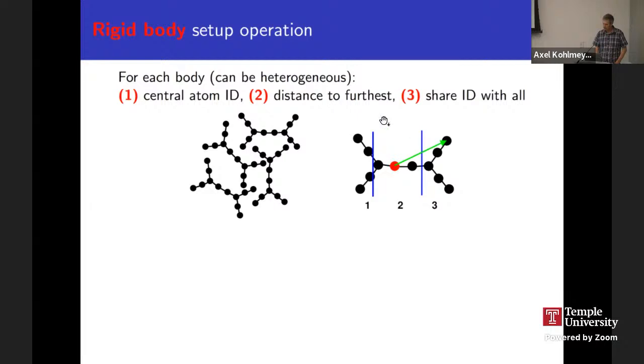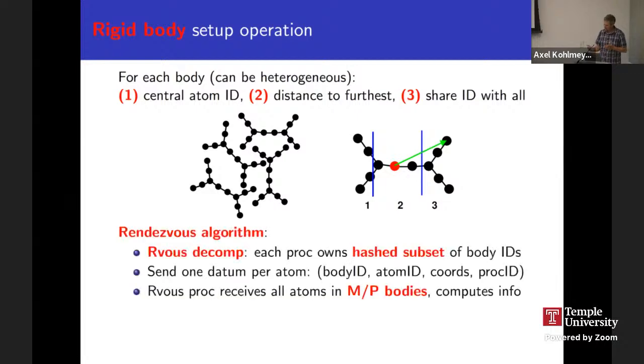And then finally, all the atoms in that body need to know the ID of this central atom so they can look up information about the current orientation, the center of mass, the current position of the center of mass, and the rotation of the body. Okay, so how do we do that? Here's the rendezvous algorithm idea.